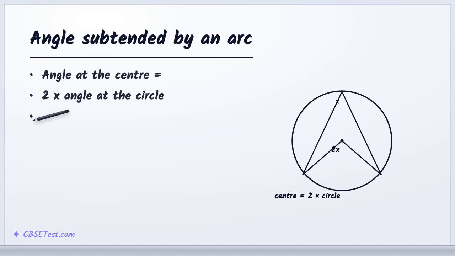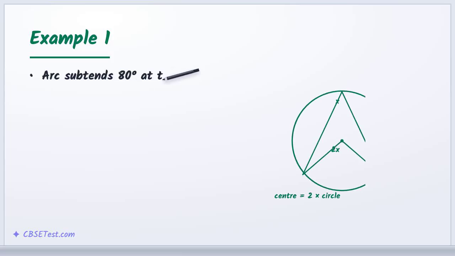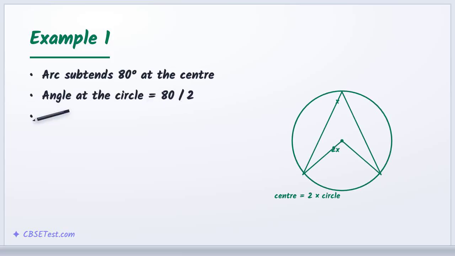The angle an arc subtends at the center is twice the angle it subtends at any point on the remaining part of the circle. If an arc makes an angle of 80 degrees at the center, then at any point on the remaining circle it makes half of that, 40 degrees.